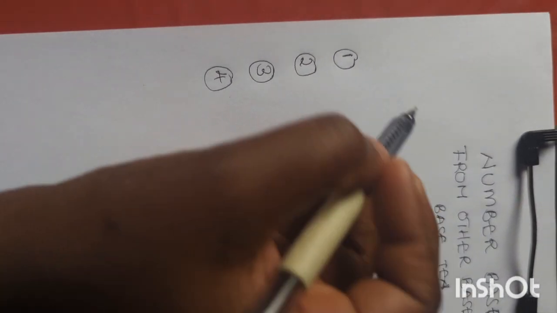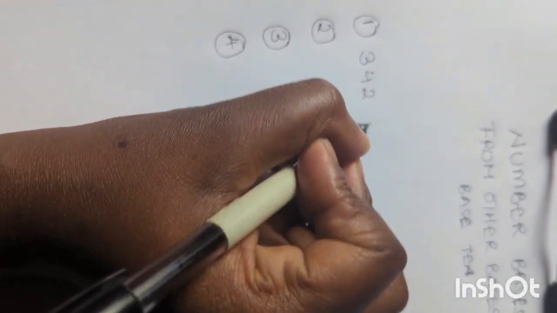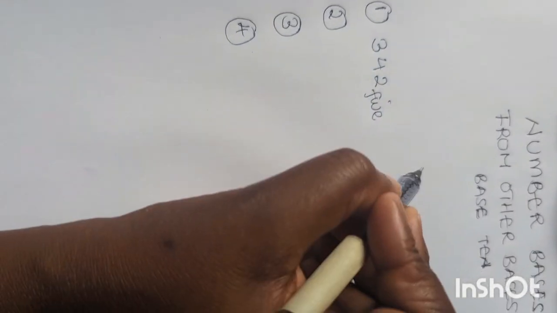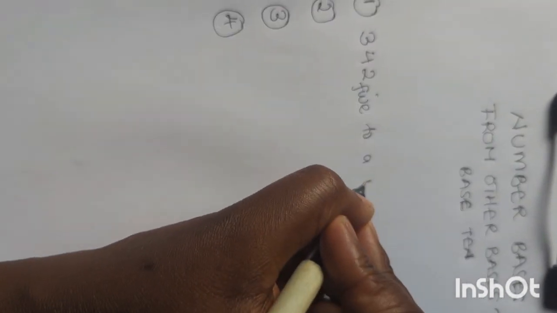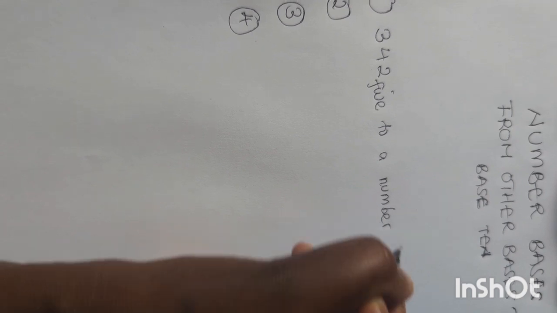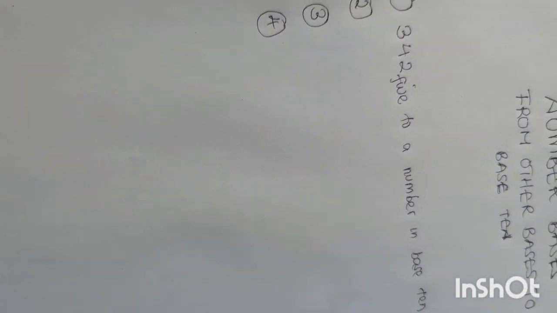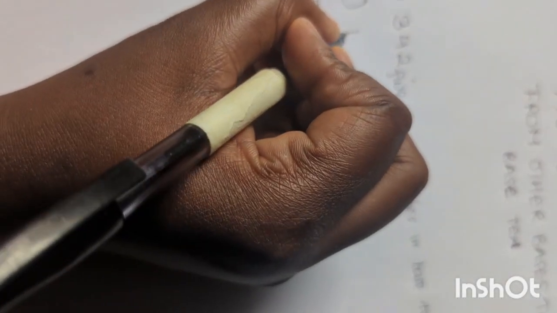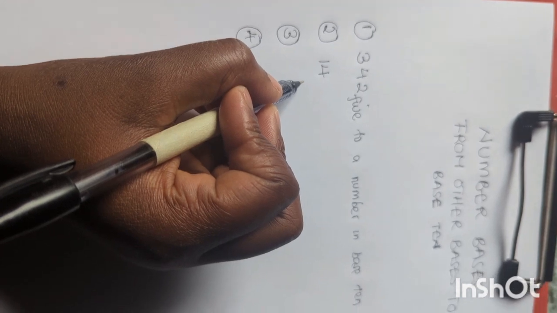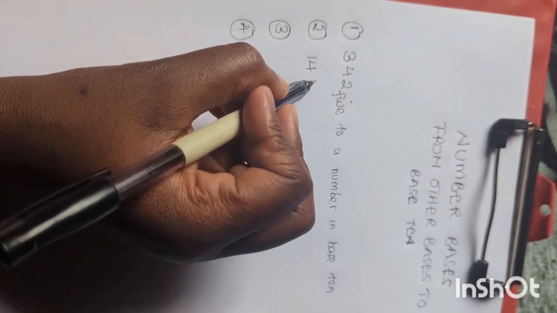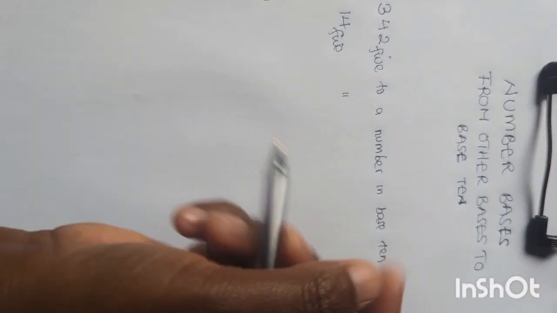So our first example is: convert 342 in base 5 to a number in base 10. Then number 2 is: convert 14, I hope that's clear, 14 in base 5, same here, to a number in base 10.